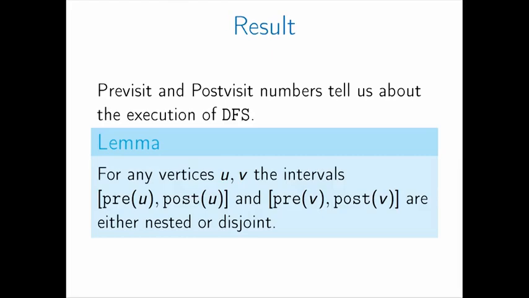Now, what are these useful for? Well, really the previsit and post-visit numbers, they tell us something about the execution of the depth-first search. And we'll see a little bit of this as we prove the following lemma. So suppose that you have any two vertices u and v. From these you get intervals pre of u to post of u, and then pre of v to post of v. These are two intervals, and the claim is that these intervals are either nested or disjoint.